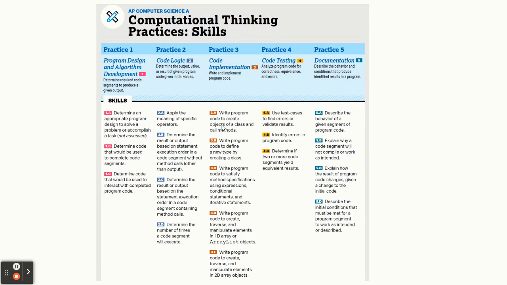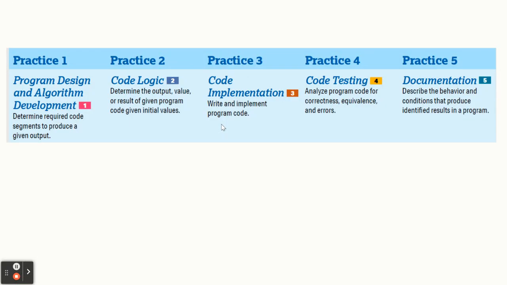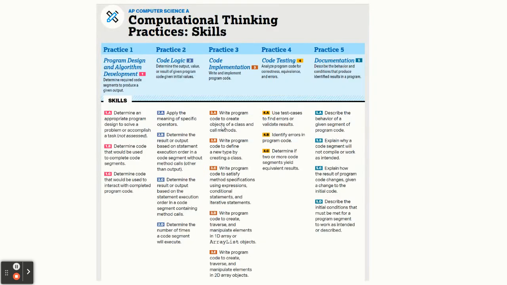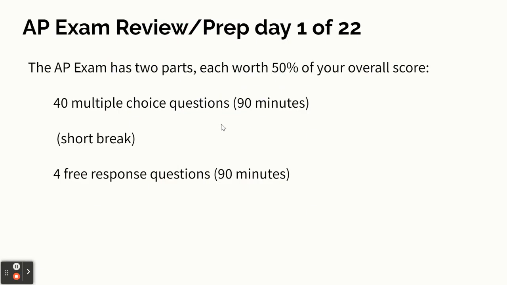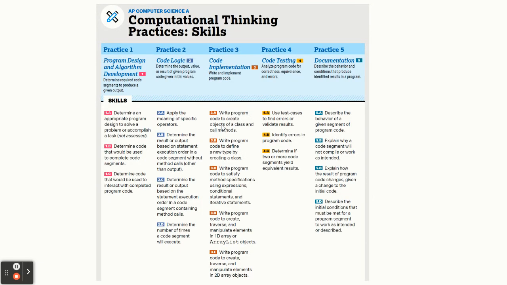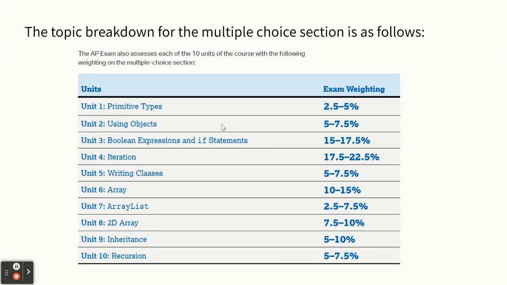starts. I understand this is a little bit too small to read, so I called up just the top. These are things that will be covered: program design and algorithm development, code logic, code implementation, code testing, and documentation. So they say what they mean by each of these things. There's a lot more detail down below, but let's look. For multiple choice, this is how they break it down.